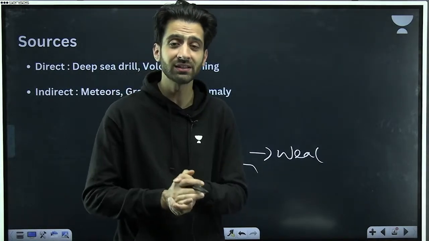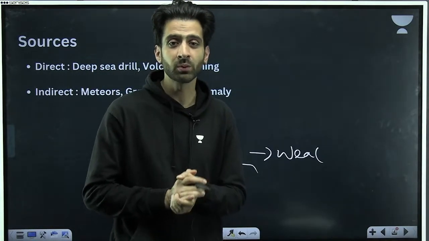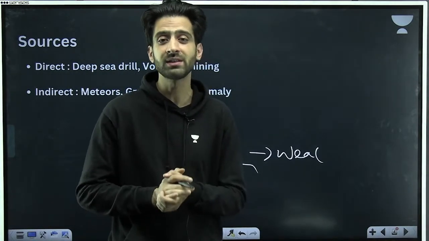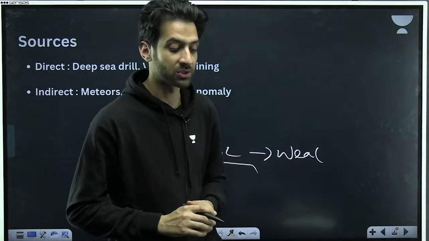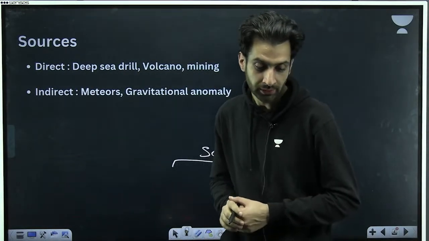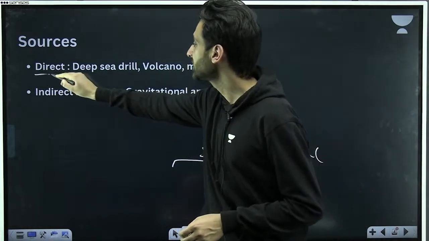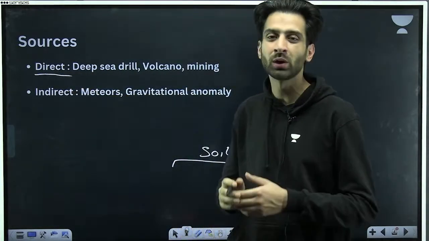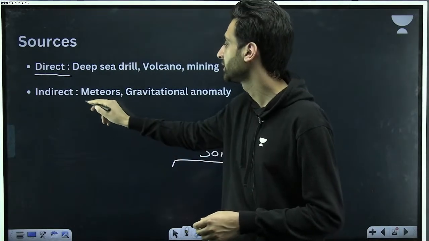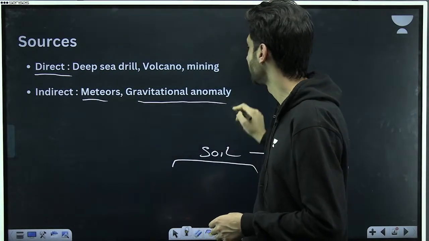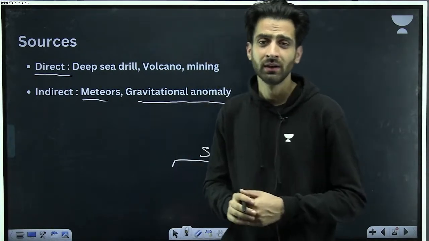So how do we study the earth? How do scientists and researchers approach the interior of the earth? There are basically two sources, the direct sources and the indirect sources. The direct sources include the deep sea drill, the volcanoes, and the mining activities, while the indirect sources will include meteors, gravitational anomaly, and seismic waves as well.